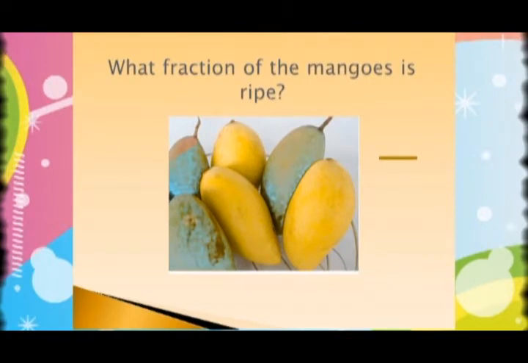Now that we have identified fractions of shapes, we'll now be looking at identifying fractions of a set. What fraction of the mangoes is ripe? Look closely at the mangoes. There are 6 mangoes, and 3 of the 6 mangoes are ripe. Therefore, 3/6 of the mangoes is ripe. Or we could say half of the mangoes is ripe.